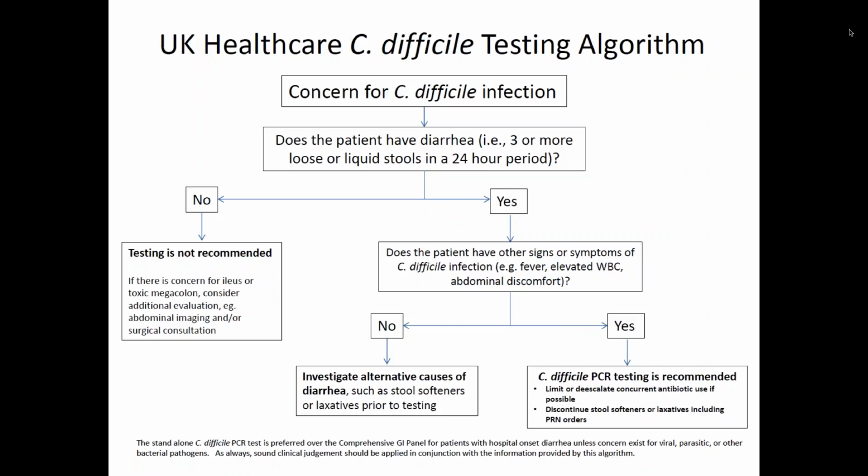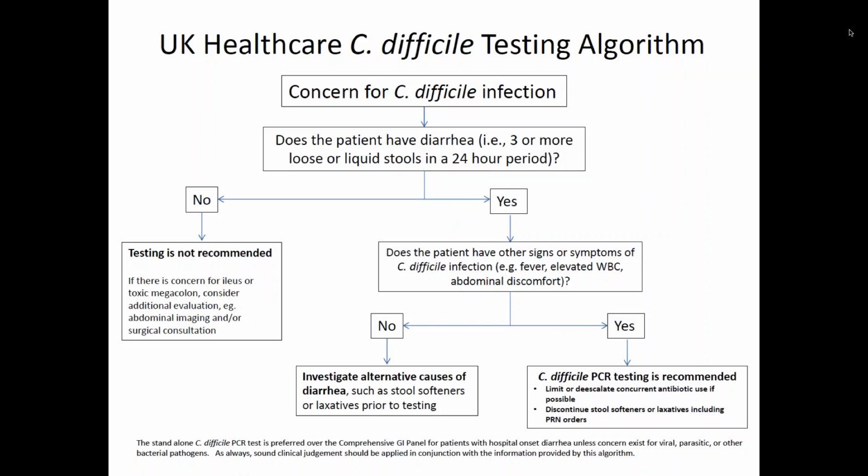But that's really not right. I mean, the first question is the diarrhea clinically significant? And if it's not, we really shouldn't be testing patients. Now, certainly if there's concern for ileus or toxic megacolon, it's a little bit of a different scenario. But if there is clinically significant diarrhea, and this is defined as 3 or more loose or liquid stools in a 24-hour period, by the way.